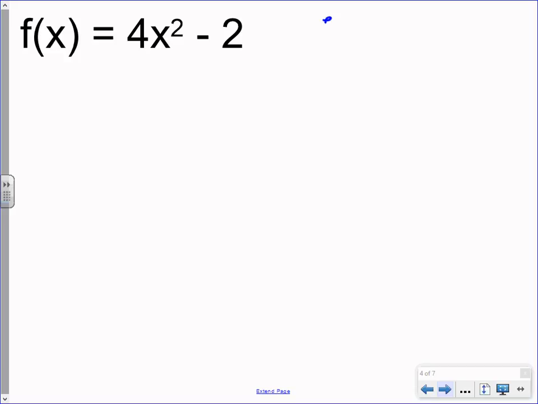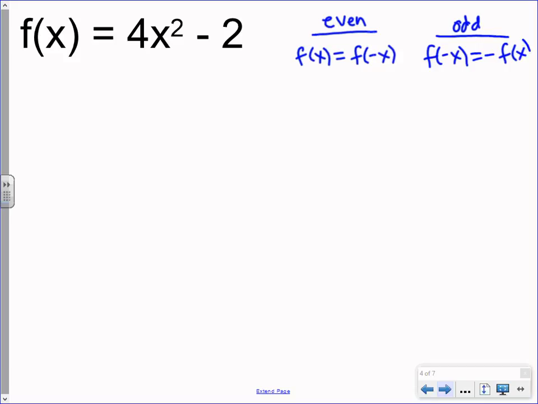I'm going to rewrite this here. Even means f of x equals f of negative x. And odd means f of negative x equals negative f of x. Okay, so the first thing, let's compare. We know that f of x is 4x squared minus 2. So now let's look at f of negative x.